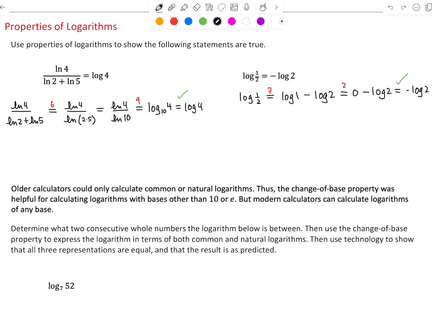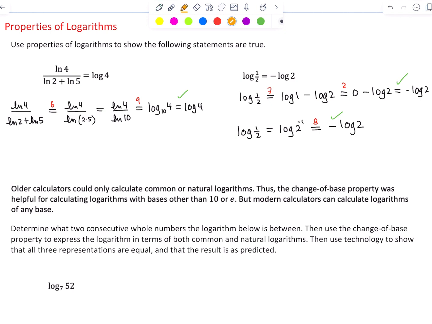There is another way to do this. 1/2 can be rewritten as 2 to the minus 1, not using a log property, just a property of exponents. And now I can use property 8 to bring this minus 1 power down as a coefficient. And that takes me right to what I want, negative log 2.